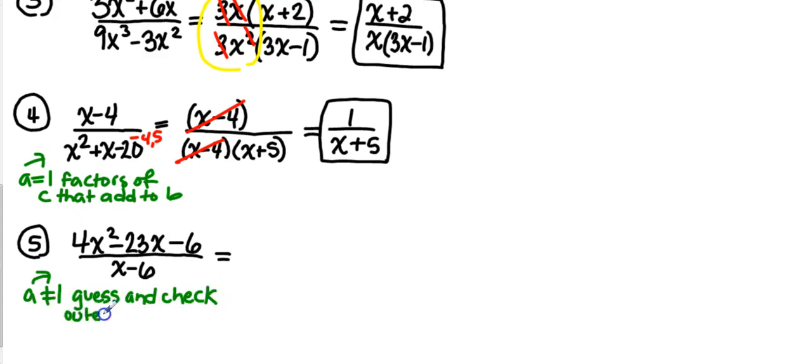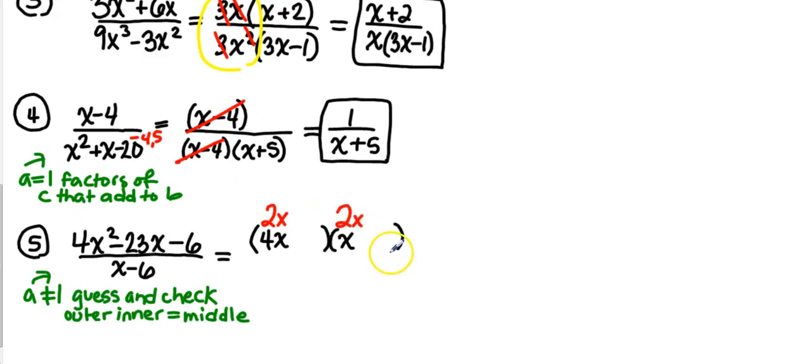Outer, inner, equals middle. Let's recall what we mean by that. So I will set up my two parentheses. I'm going to start off with 4x and x as factors. I'm strategically doing that because technically I could have written 2x and 2x because that also equals 4x squared. But if I look at the denominator, notice I have x minus 6. So if I have any hope of having a factor cancel, it's going to be with 4x and x. So I choose to try that first.